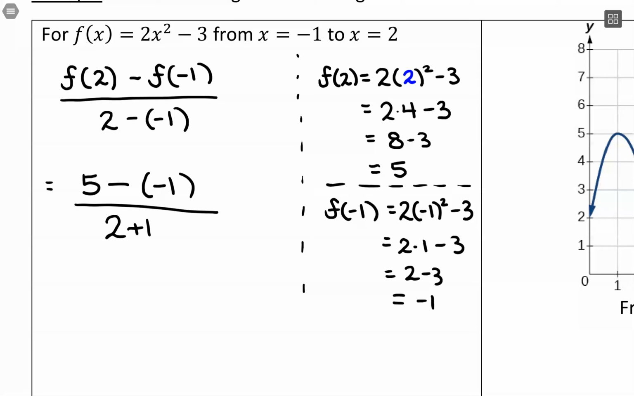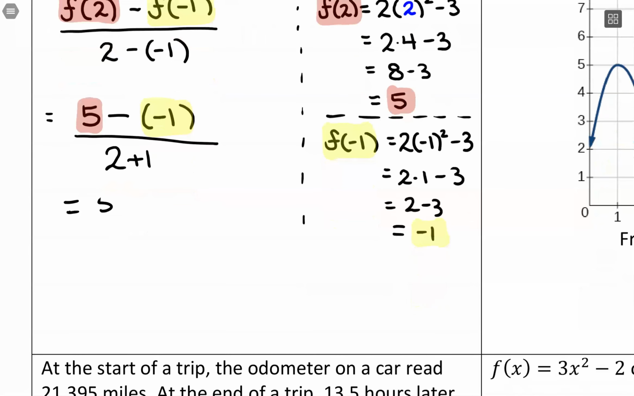So in terms of substitution, where I see my f of 2, I replace that with this number 5, because as we calculated it on this right-hand side, we can make that replacement. And then for f of negative 1, I needed to replace that with a number, and we could replace it with negative 1 because of our calculation on this right-hand side here of finding that f of negative 1 is negative 1. And then we just simplify down. So 5 plus 1 over 3, so that's a 6 over 3. So 2 is our average rate of change.